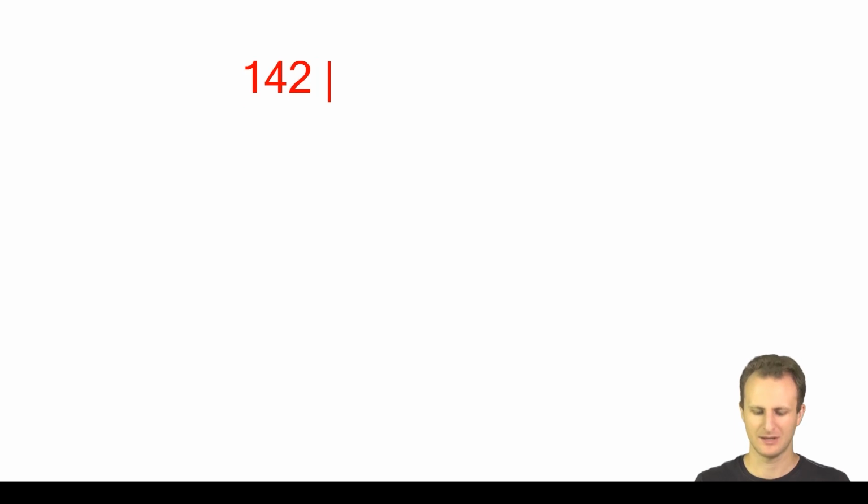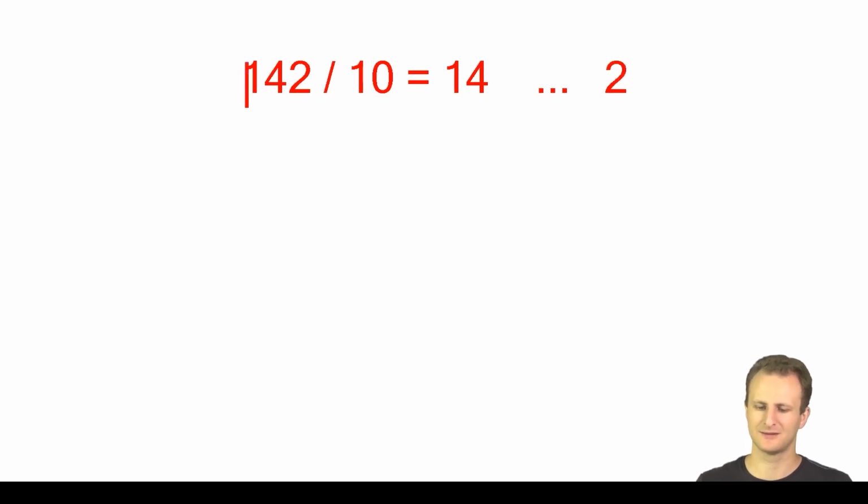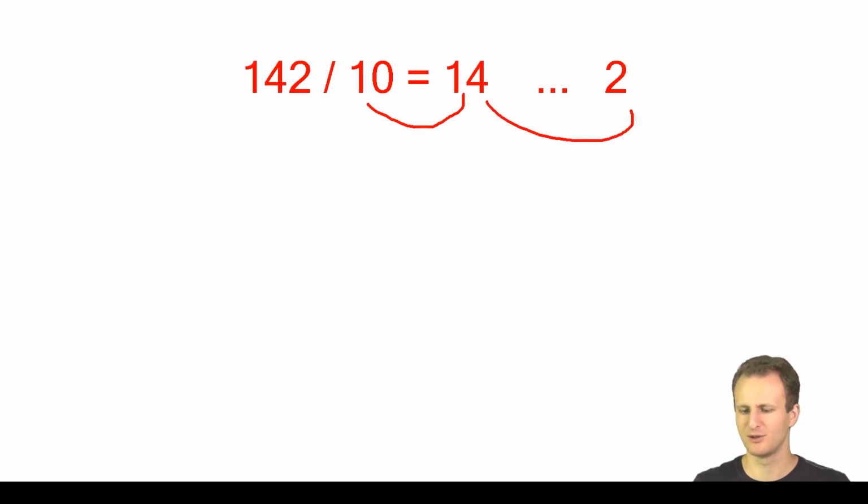if you have 142 and you divide it by 10, that gives you what? 14. 10 multiplied by 14 equals 140. And we have a remainder of 2. So 10 times 14, 140, plus 2 equals 142. Okay, so this is the remainder. So 2 is the remainder.